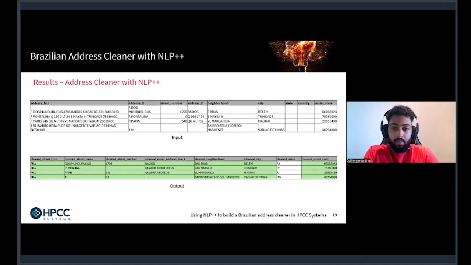Now, when we compare the results from the address cleaner with NLP++, we see an increase in hits, which are again the fields highlighted in green. And this was only possible because throughout the process, we were able to see possible points of improvement and address them with the rules, improving the analyzer even more. So now we can see that almost every field was correctly cleaned by our analyzer made with NLP++. This shows the potential of NLP++ to be used as an address cleaner.